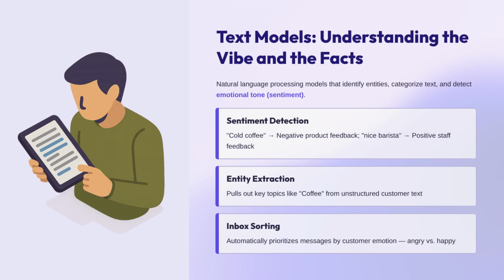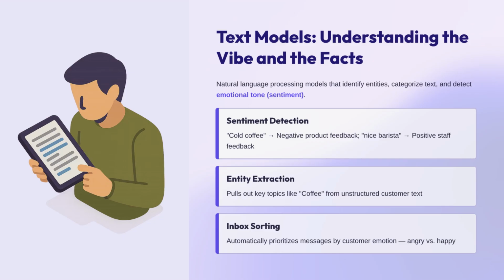Imagine a dummy example. You have a feedback box in your app. A customer types, "I hate that the coffee was cold, but the barista was very nice." A regular app just stores that text. An intelligent app using AI Builder says, "Aha, the sentiment is negative regarding the product, but positive regarding the staff." It can even pull out the word coffee as the main topic.